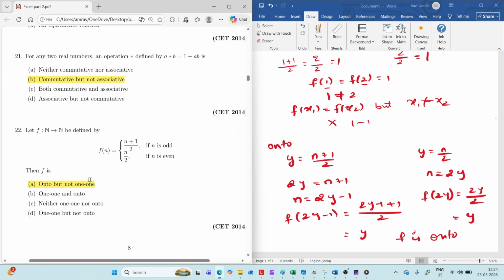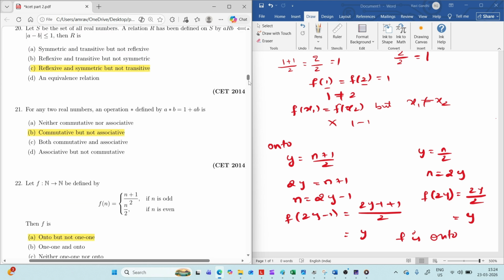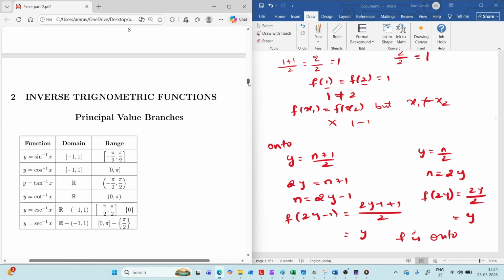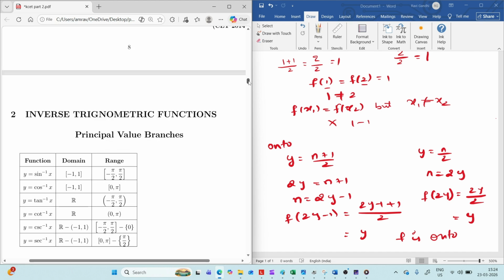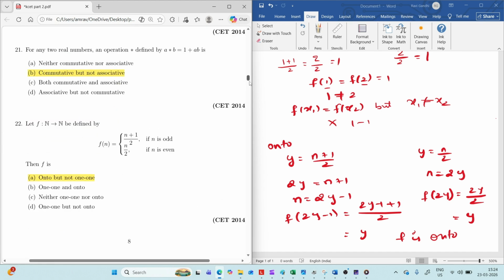Okay, so with this, we have completed the PYQs from 2014 to 2025 for the chapter relations and functions. So next classes we'll be doing it with other chapters for inverse trigonometric functions, matrices and determinants, and then coming chapters.